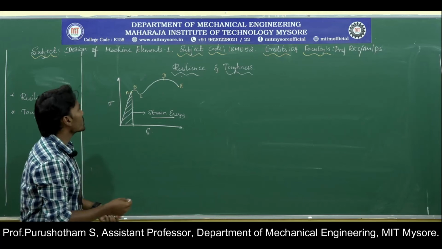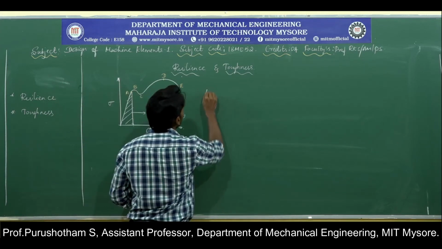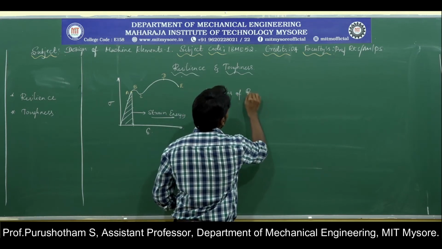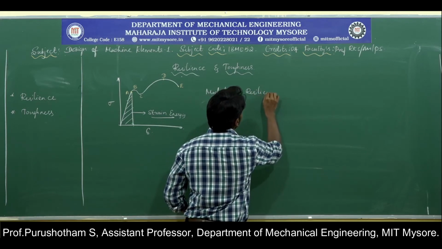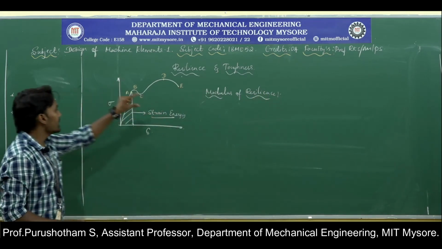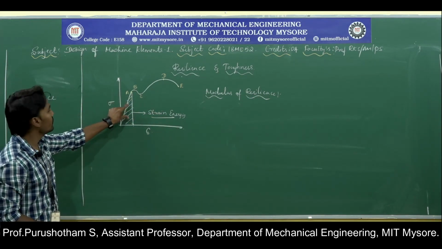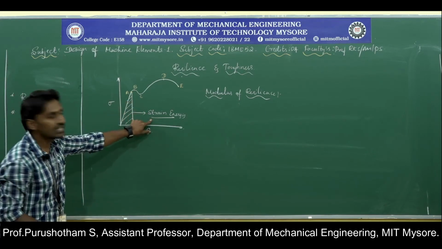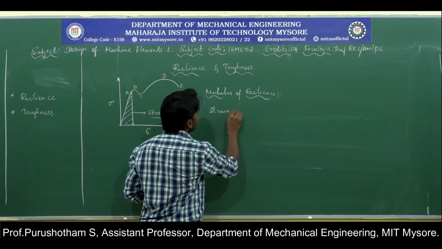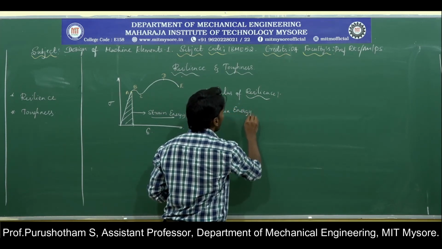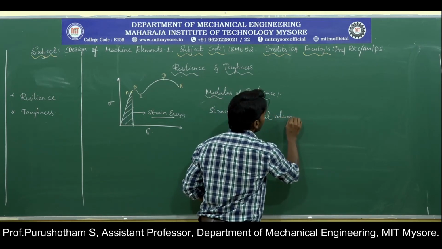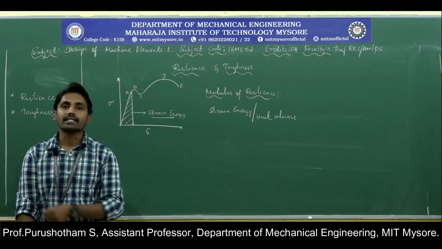Then the modulus of resilience. Modulus of resilience is the energy stored in the material within the elastic limit, which is called strain energy, per unit volume. The strain energy per unit volume is called the modulus of resilience.